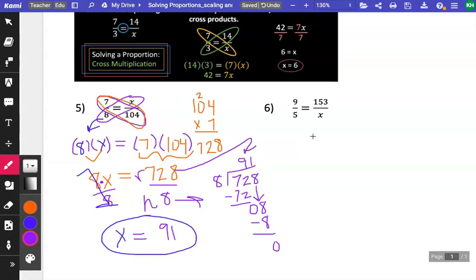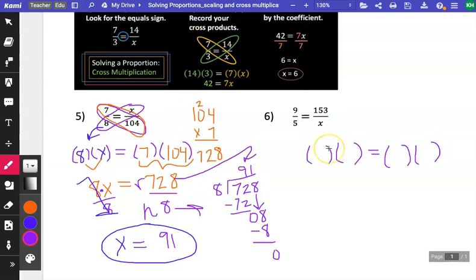Over here on number 6, we're going to apply cross multiplication. This is the last problem we're going to do. And I'm going to start this time by drawing in my parentheses. I meant to draw the parentheses first before anything else. So I draw the parentheses.